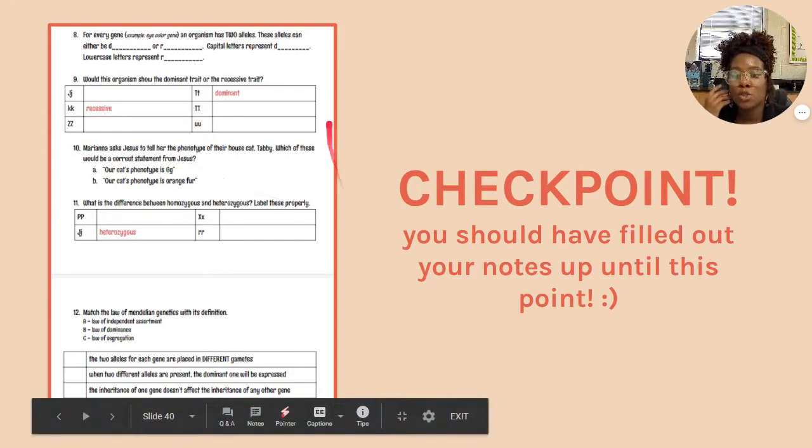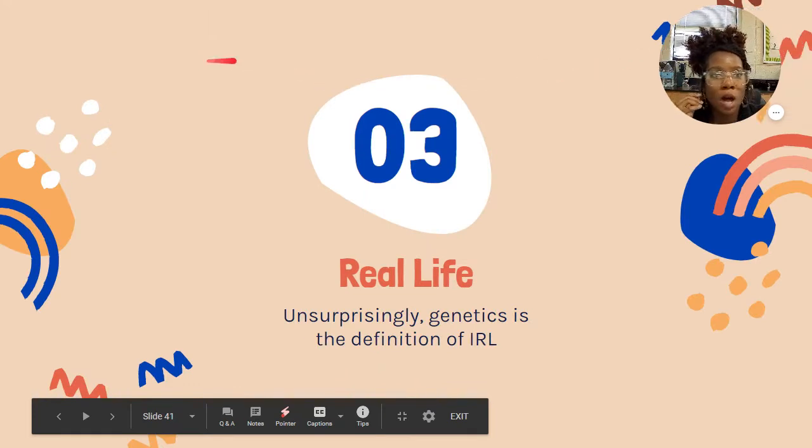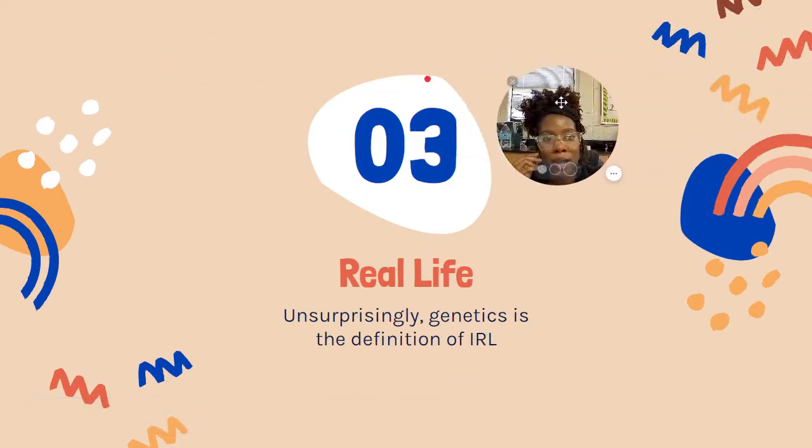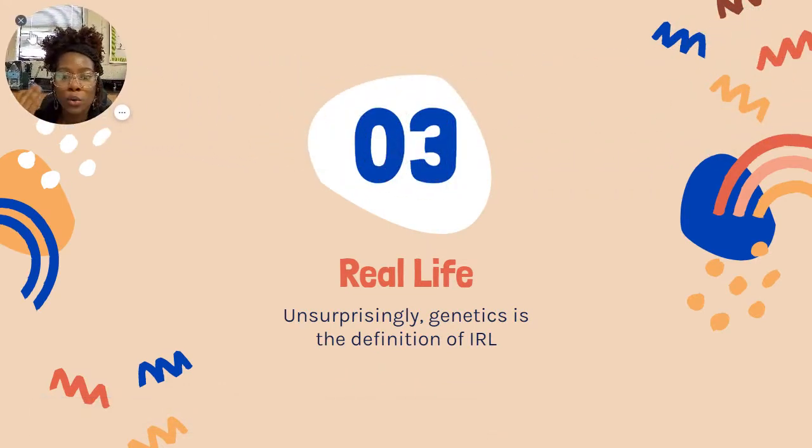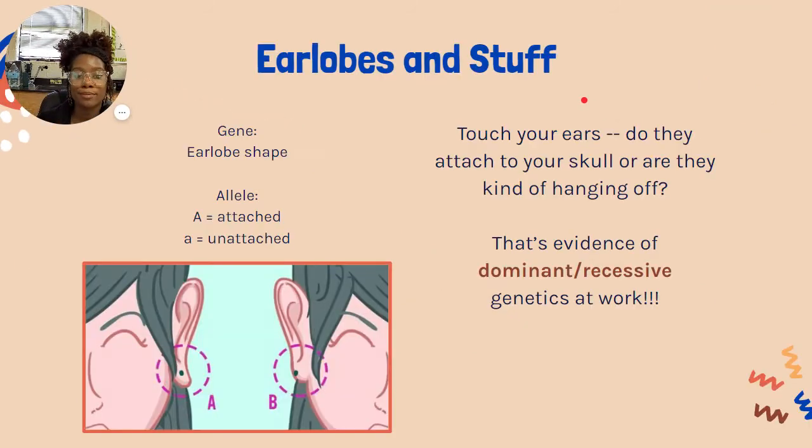So at this point, you should have been able to fill in all of these blanks and do all of these practice problems. Let's keep it moving. Almost done, almost done. We're almost getting to the actual Punnett squares. So real life. Unsurprisingly, genetics is the definition of in real life.